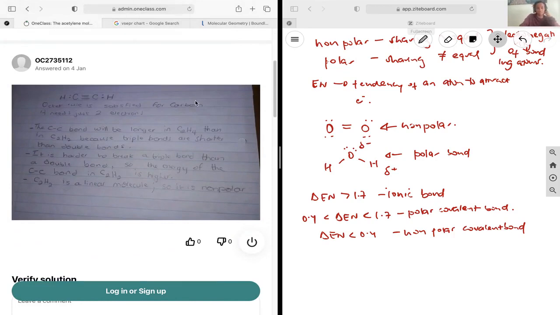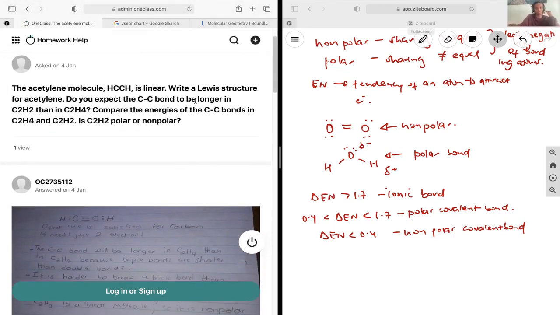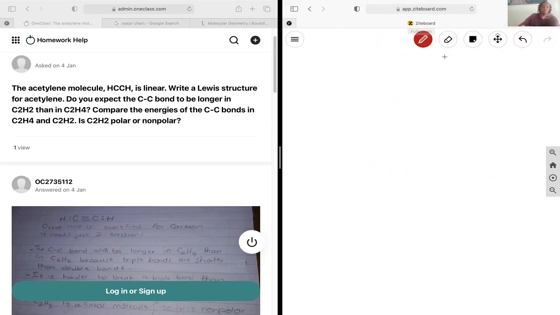Okay, so for our last question, we want the Lewis structure of acetylene and whether we expect the bond to be longer in C2H2 than C2H4. Compare the energies of the CC bonds in the two, and is it polar or nonpolar? So first, let's start by getting the Lewis structure.